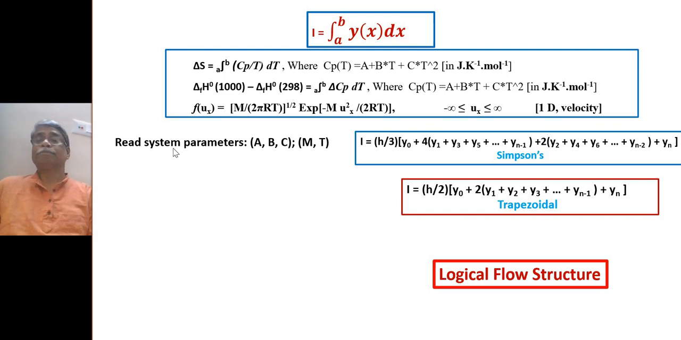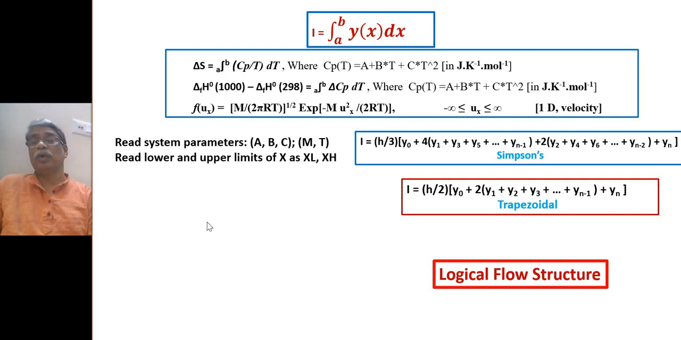Okay, so you have to read some of the system parameters. Say in the earlier delta S or delta H calculation, you need the temperature dependence of Cp, that means through A, B and C. So those are the parameters. And in the last case, it is the mass of the molecule, the molar mass, and the temperature. These two are the input parameters, right? And then you have to read the limits of integration, lower and upper limit, XL and XH, low and high, and then you have to take the number of points in your integration scheme.